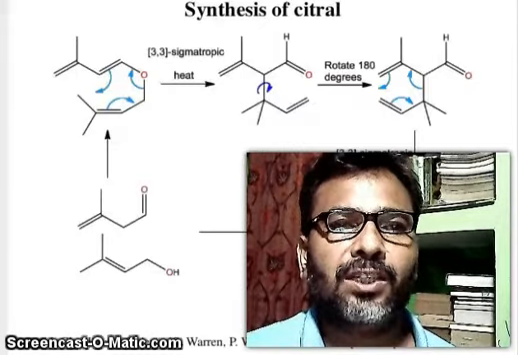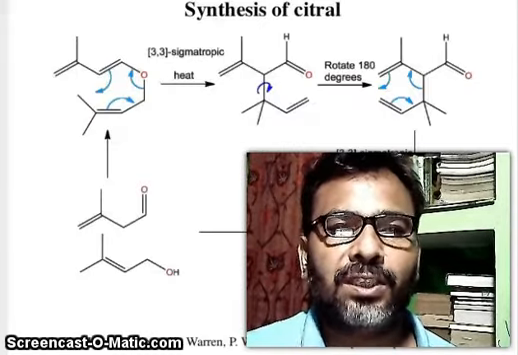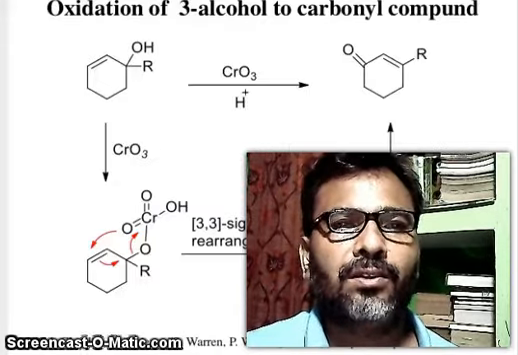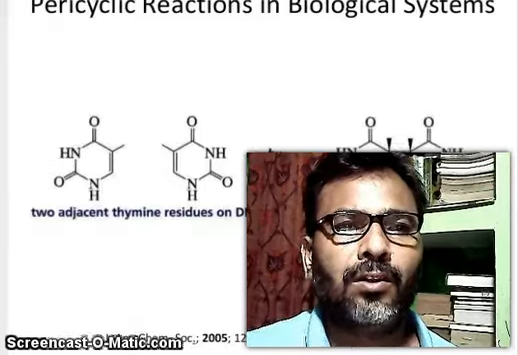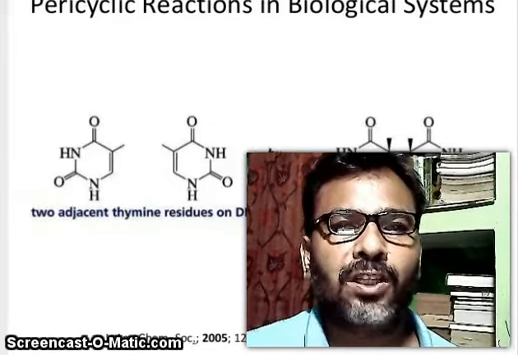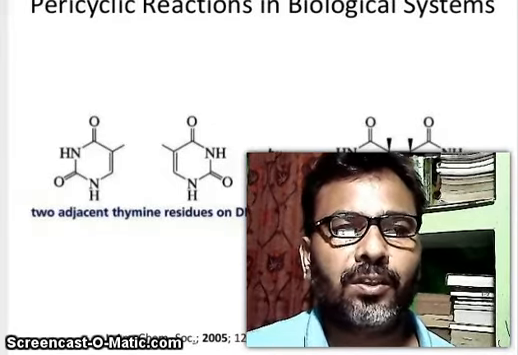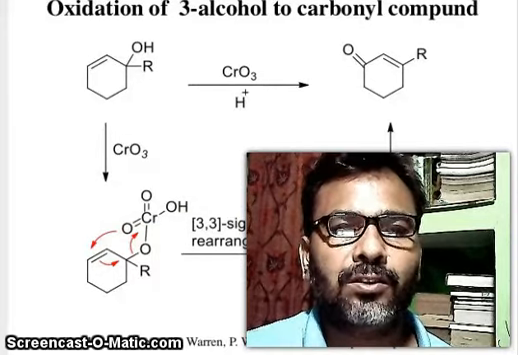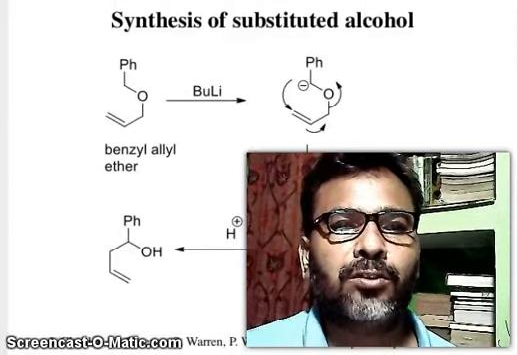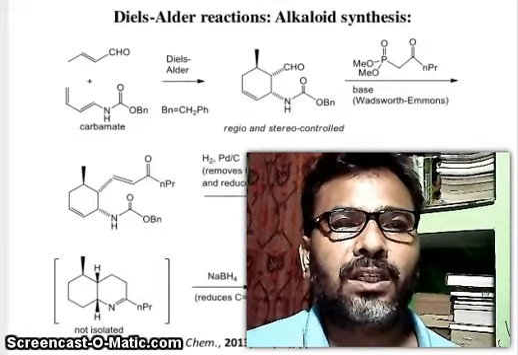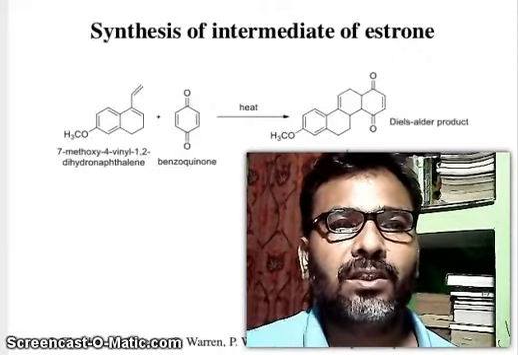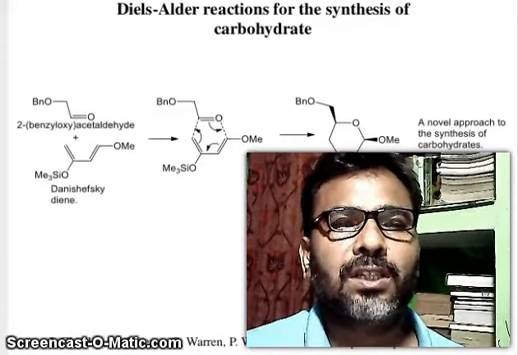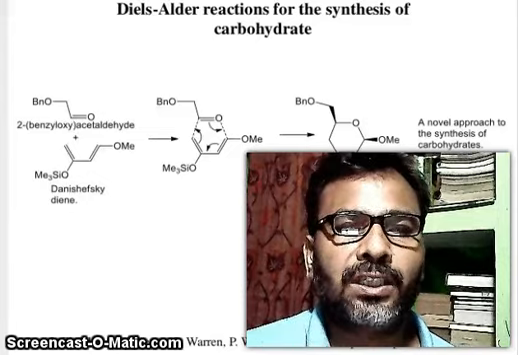Examples of pericyclic reactions: synthesis of citral, Fischer indole synthesis, pericyclic reaction in biological system, oxidation of alcohol to carbonyl compound, synthesis of substituted alcohol, Diels-Alder reactions, alkaloid synthesis, synthesis of intermediate of estrone, Diels-Alder reaction for synthesis of carbohydrate.